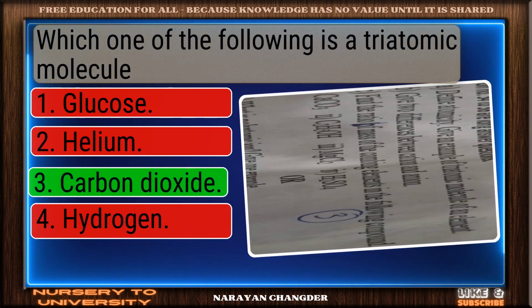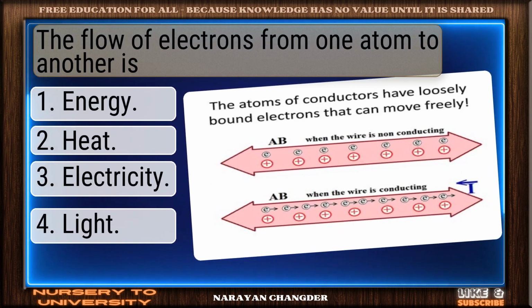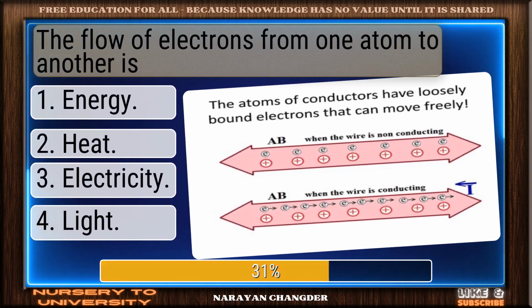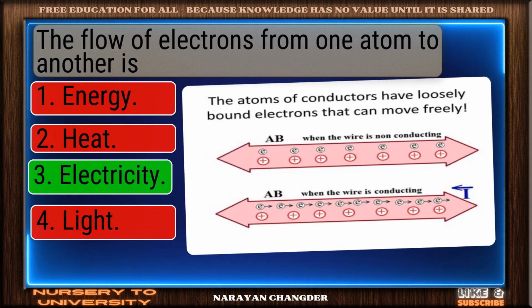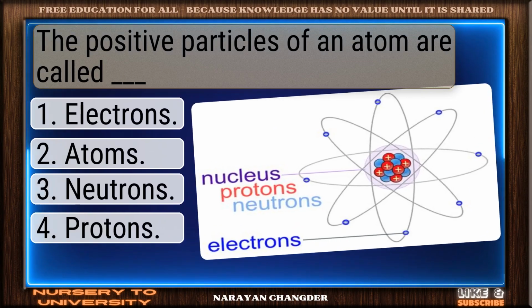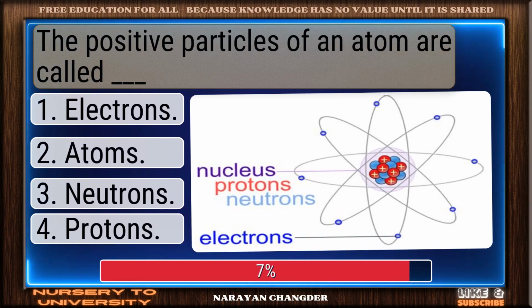Right choice. Carbon dioxide is the best answer. Question number 142. The flow of electrons from one atom to another is. Bravo. Electricity is the answer. Question number 143. The positive particles of an atom are called dash.